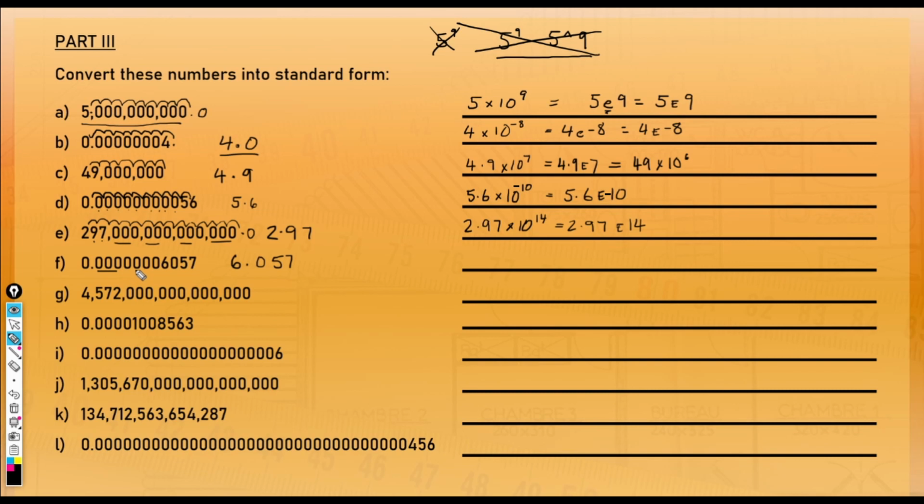We're going to have to jump over 3, 6, 7, 8 numbers in order to get back to our original number, and that is going to be going from a small number, so it's going to be 6.057 times 10 to the power of minus 8. That's going to be what this number is. I'll just double check that. 1, 2, 3, 4, 5, 6, 7, 8.